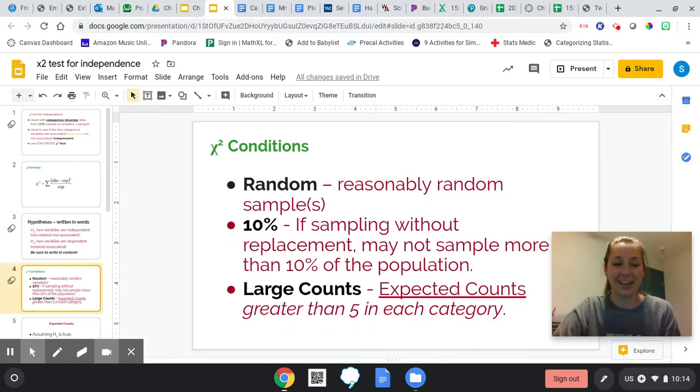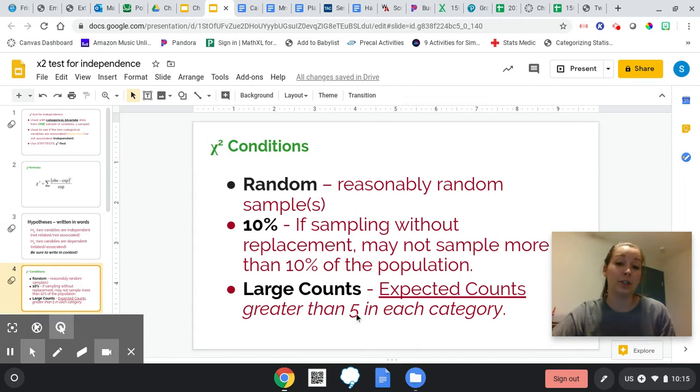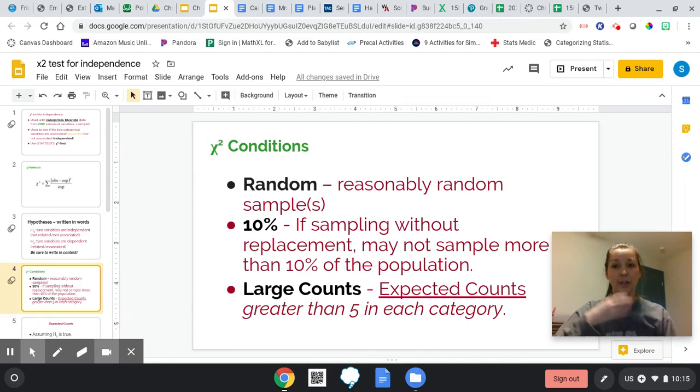All right, the conditions. So you have the random, 10%, large counts, just like always. Random, you need to explain how you got random. 10% if you're sampling without replacement, which most of us are. This would be the only time you wouldn't do this is if you're running an experiment, which I don't think anyone did an experiment. I think everyone did a sample. So you just may not sample more than 10% of the population. So for example, with my sample, I had 100. Now, if I had thrown out a few of them, let's say I ended up with 98, I'd say it's reasonable to assume that there are more than 980 seniors in New York and Texas. So that would be the sentence that I would put for that.